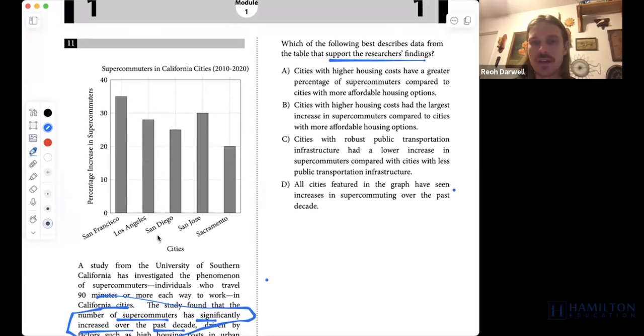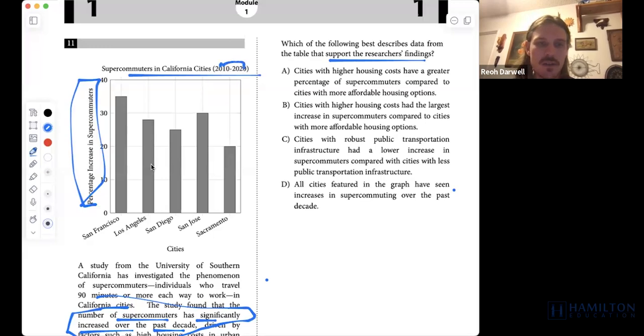What shows that? Okay, well, this is a percent increase in supercommuters over the period 2010 to 2020, right? So all of these are going up. There are no below zero, okay? So this is a naturally comparative graph. Even if we don't see more than one bar, this is all comparing to a baseline of the year before 2010. So they all have seen increases, right?